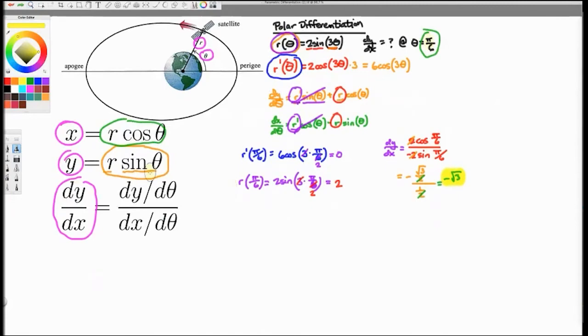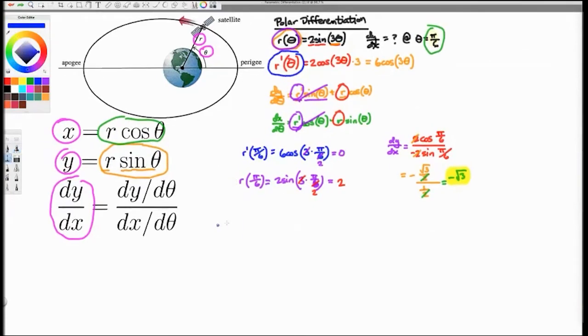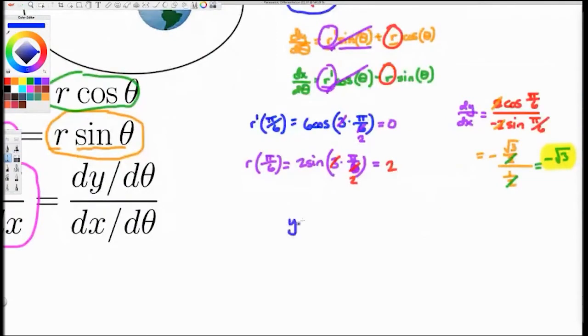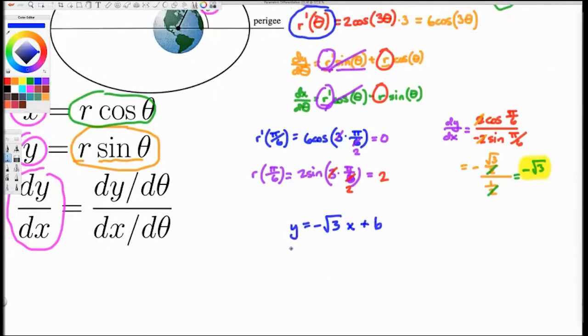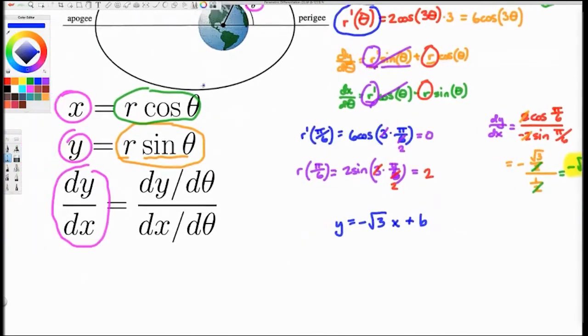Okay, so that means we need a y equals mx plus b at pi over 6. So we know the slope is equal to negative root 3. We just need to figure out the b. To figure out the b, we need the x and the y. To figure out the x and the y, we have an x and a y equation.